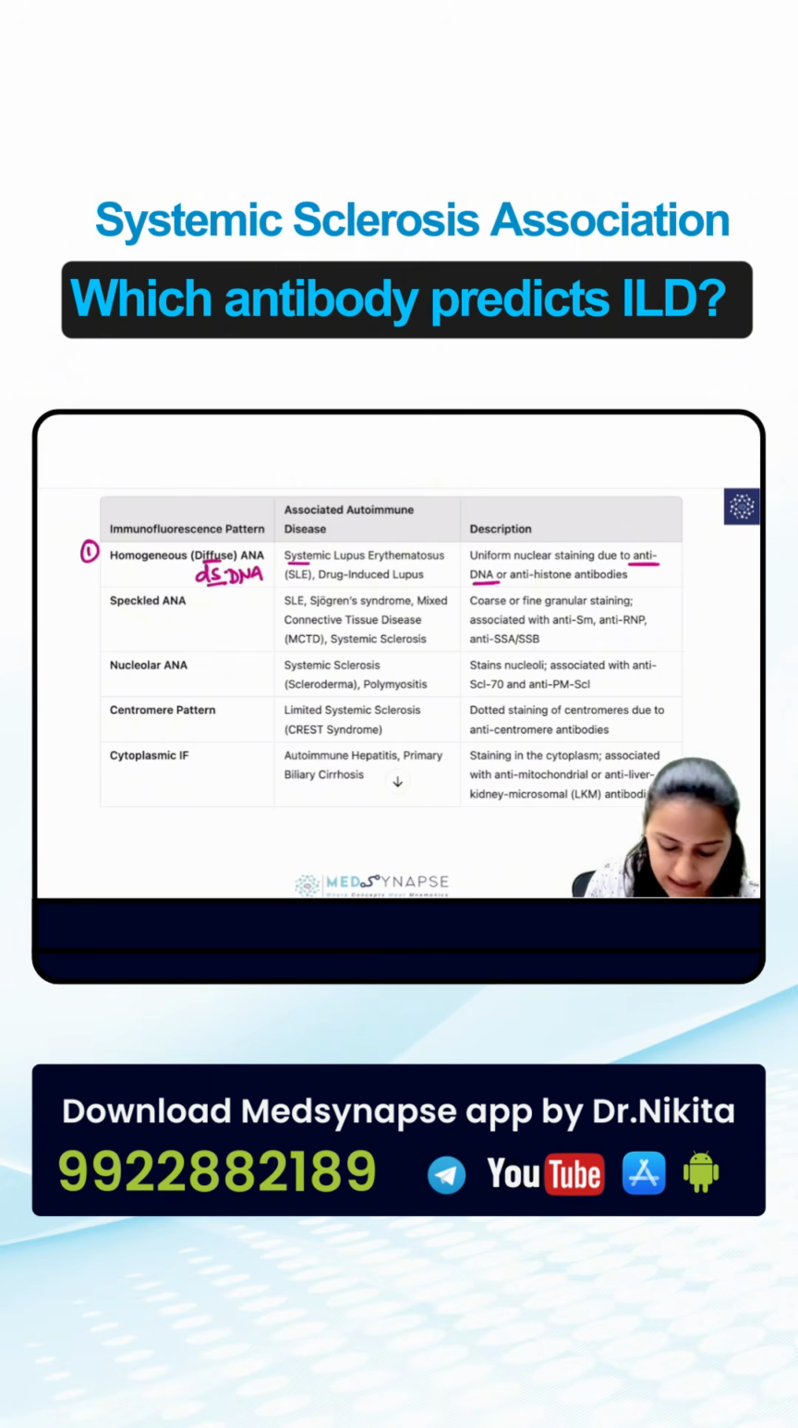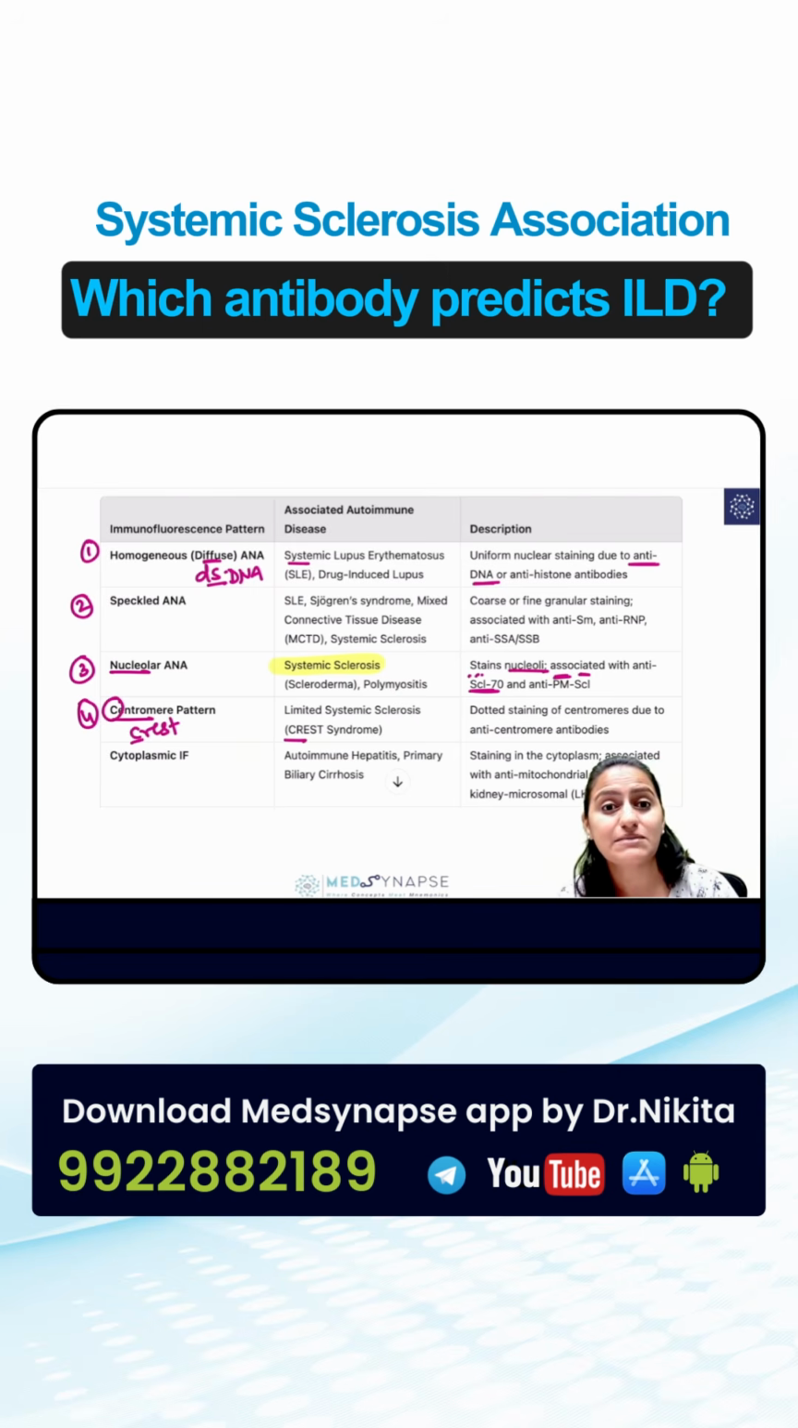And then you have speckled ANA, nucleolar, centromere pattern, that is important here. Remember speckled, there are multiple things that are associated with speckled. For nucleolar, very important to remember is systemic sclerosis, the scleroderma, and even polymyositis. So SCL70, right? Remember scleroderma SCL70 and polymyositis SCL together. This stains the nucleoli. Centromere, C for C, important. It is seen in CREST syndrome, which is limited systemic sclerosis, not causing the interstitial lung disease. It is CREST, limited one.